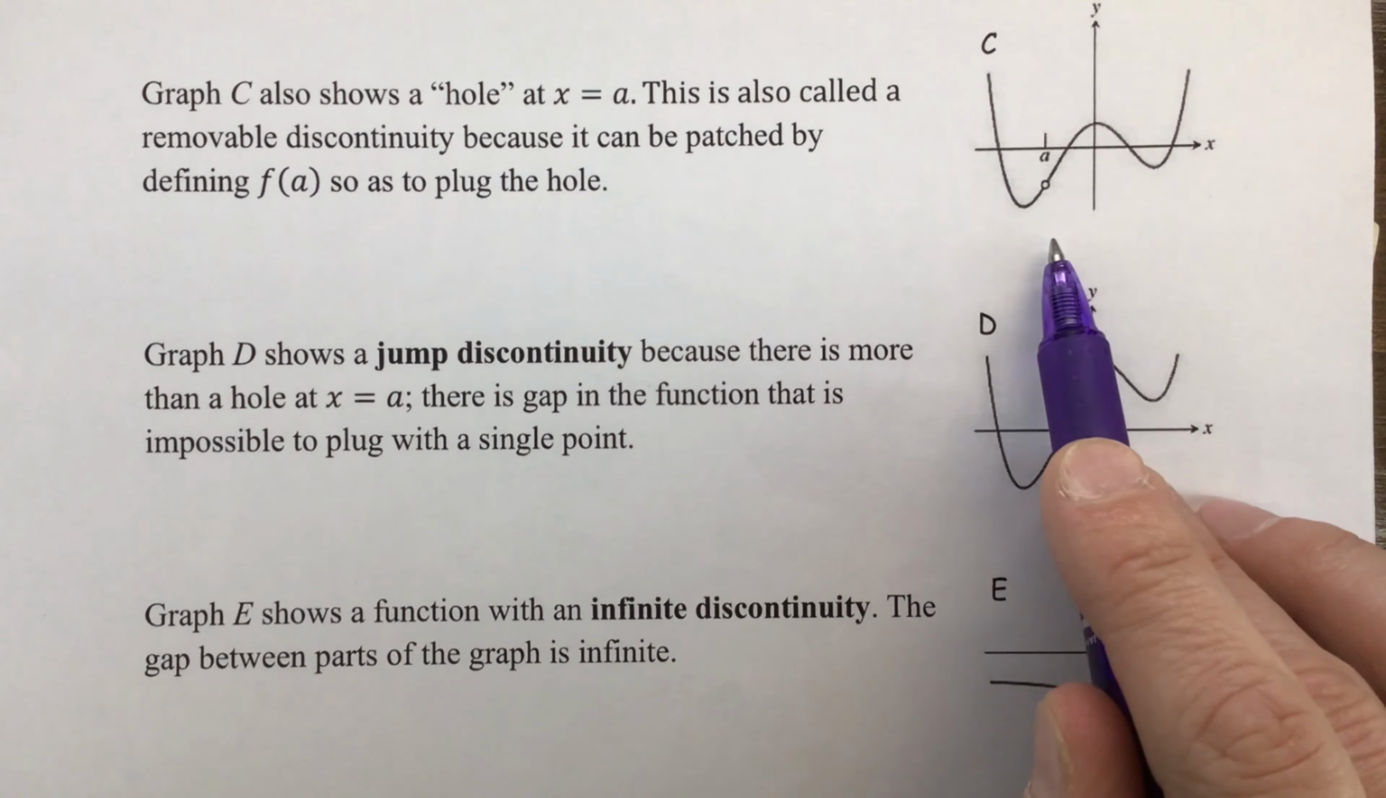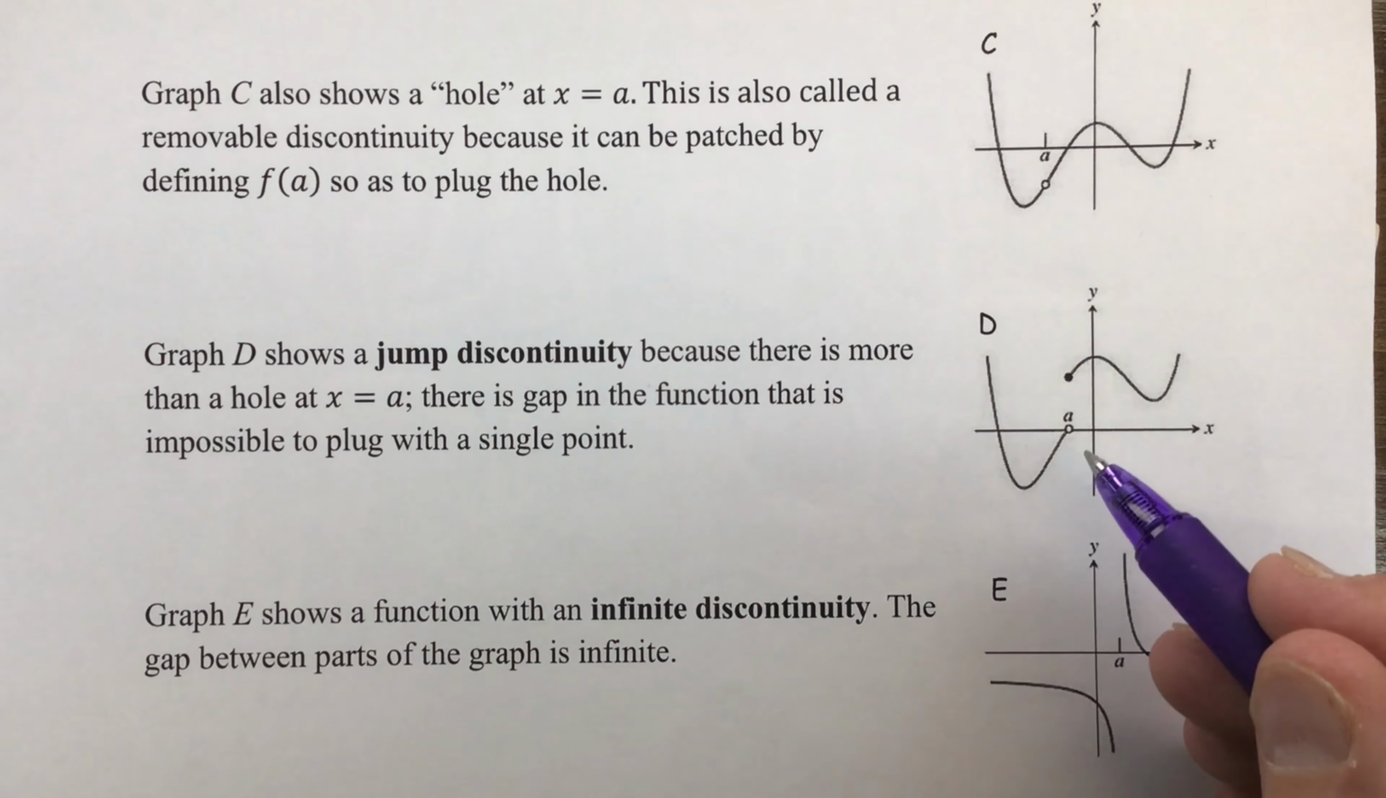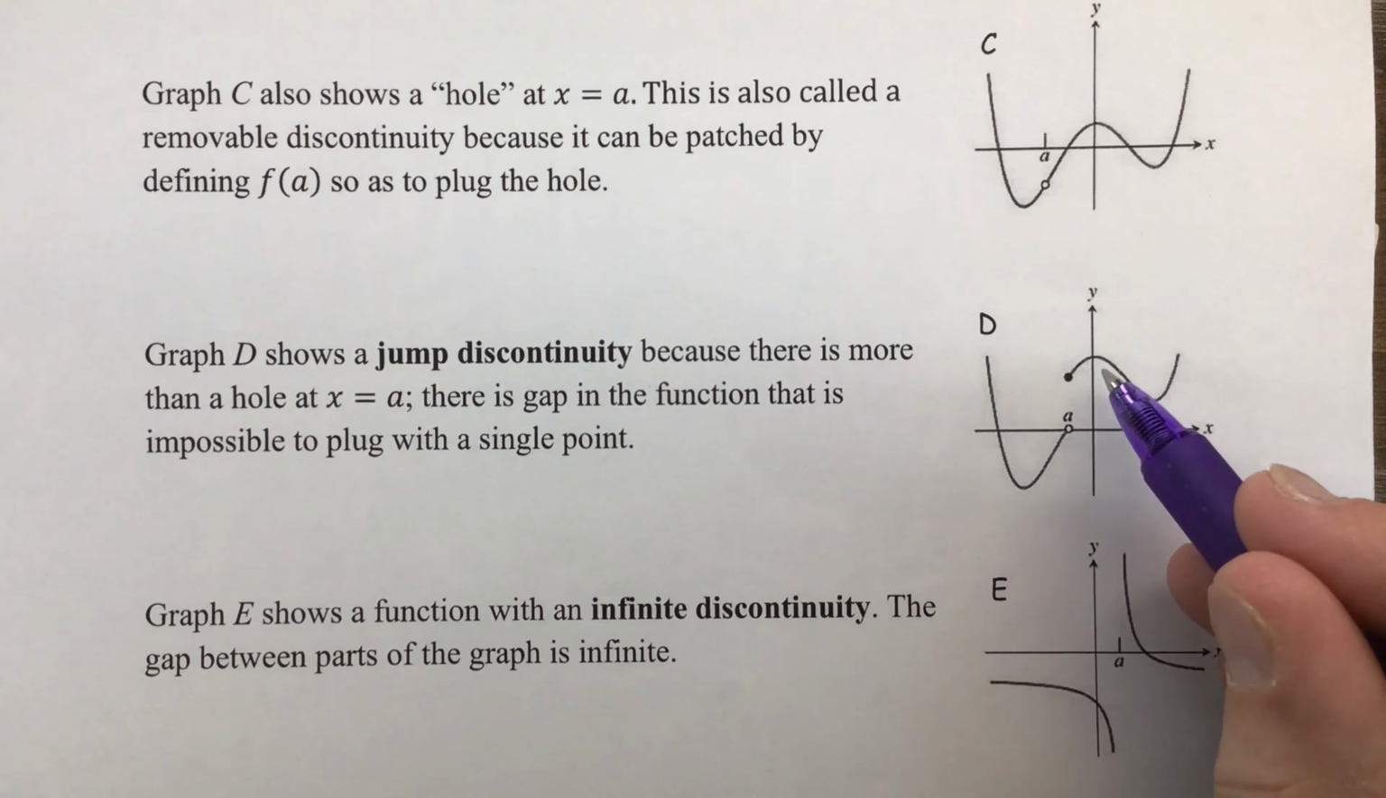Graph D is different. We have discontinuity here, again at that a value, but this would be referred to as a jump discontinuity. There's a bigger break here, and we can't patch this one. Not that you can really patch the other ones, it's just something we imagine that you might be able to do. But there would not be some quick fix to this. The only way to make this continuous would be to take this part of the graph and translate it down so that it matches up to that point.